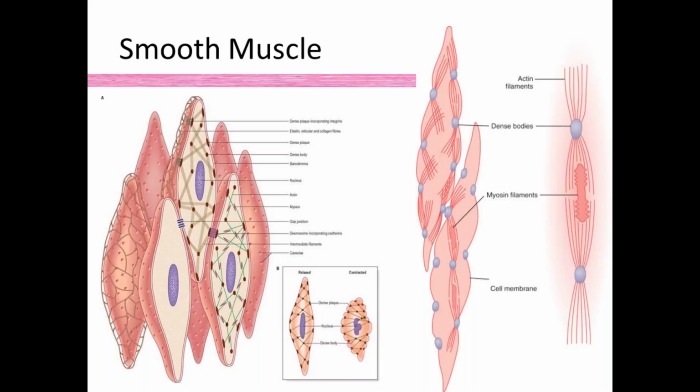A few more changes. We have gap junctions. So we now have a way where one cell can communicate with another cell. So if I contracted, and I think that it would be helpful for my body to contract, I'll send the action potential in their direction through the gap junction.